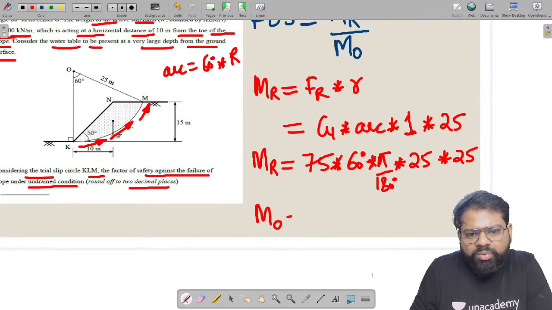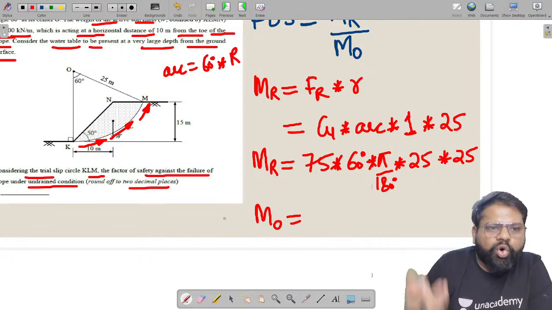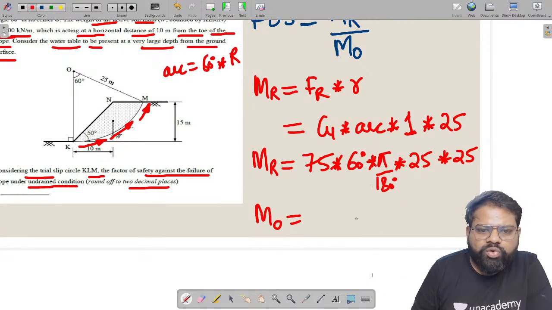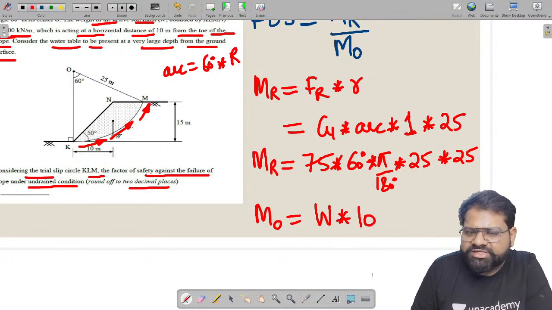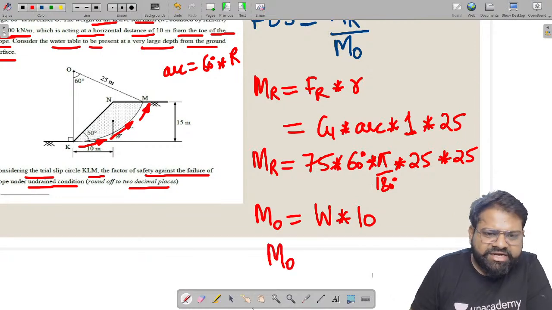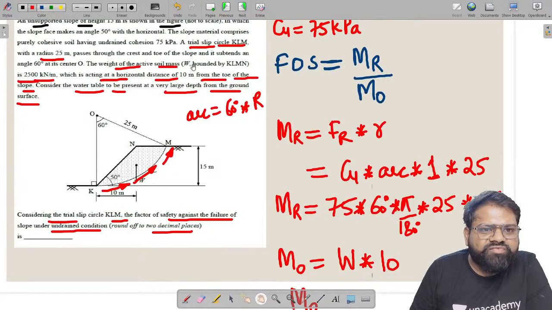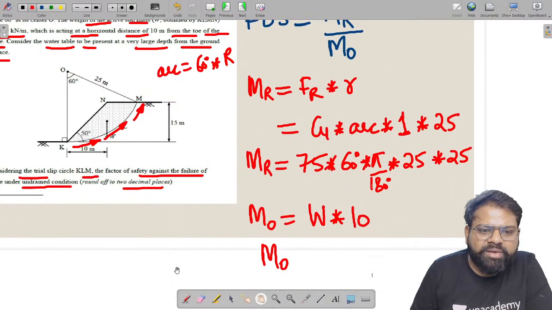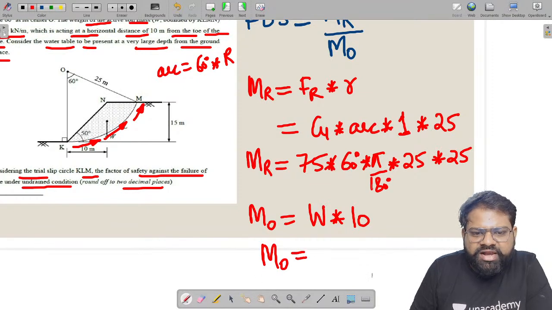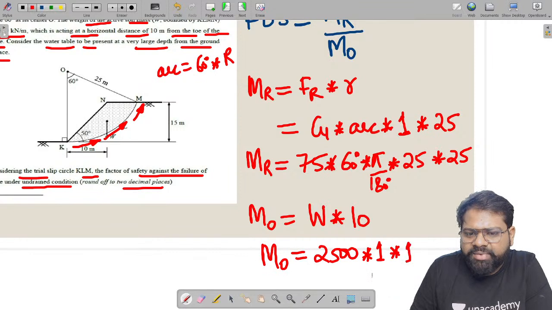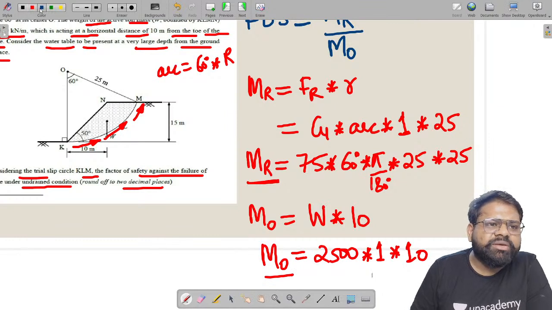Similarly, if I talk about the overturning moment, this weight component tries to overturn it, and it comes out to be the weight multiplied by this lever arm distance. The weight of the active soil is given as 2500 kilonewton per meter. So you will write 2500 kilonewton per meter multiplied by inside length 1 and multiplied by 10. So what you have found, the resisting moment and overturning moment, just substitute it in the previous equation.